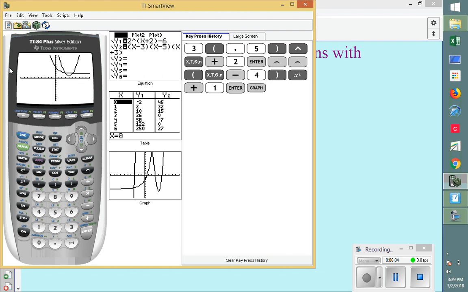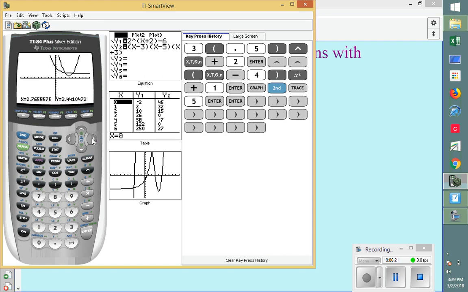So I'm going to go through that second calculate intersect twice to get the 2 points of intersection. So second, trace button, intersect number 5, enter, enter, and then I'm moving the cursor to that first point of intersection there, right about there, enter, 2.8, 2.43.